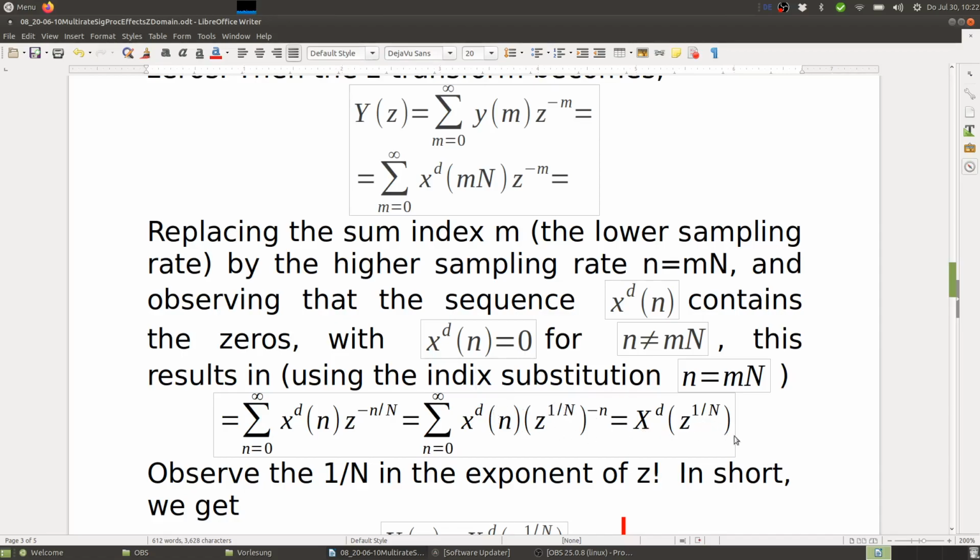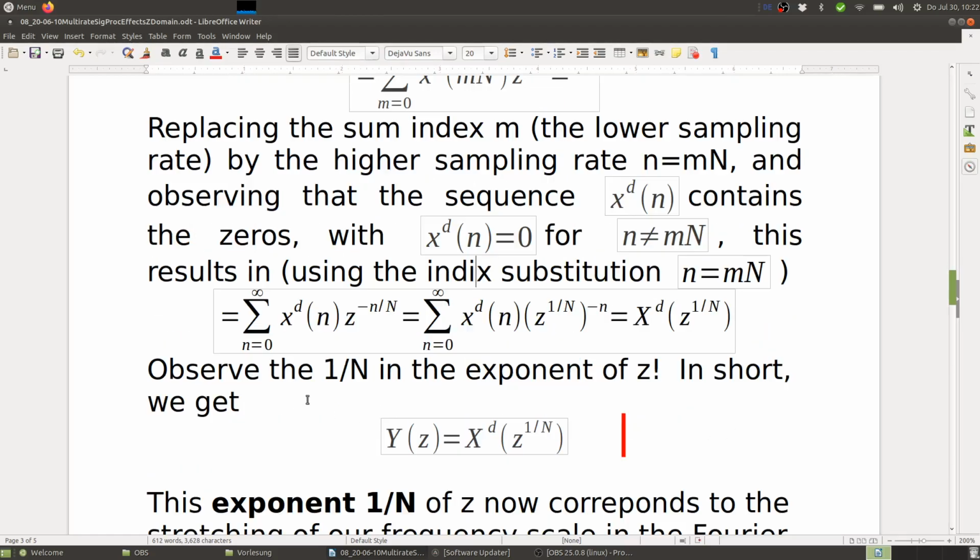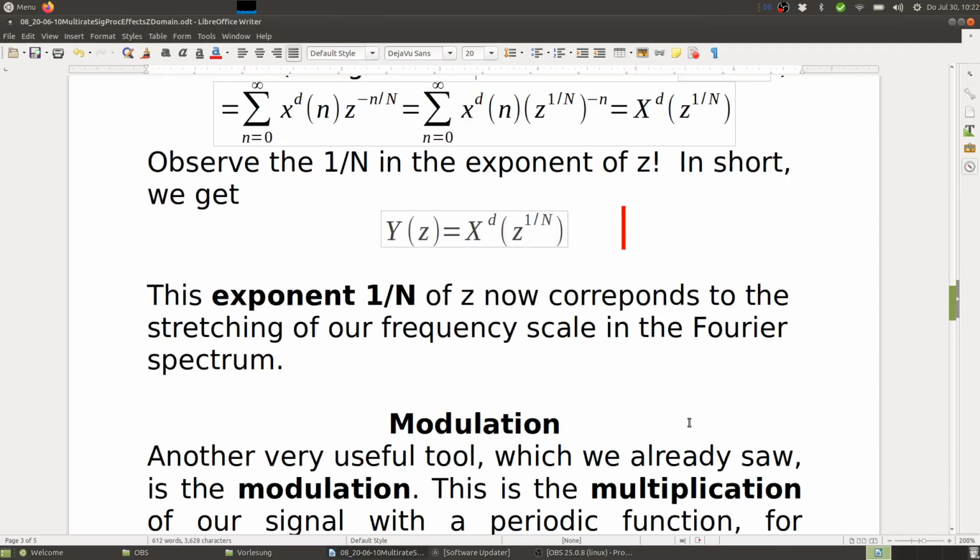So we see that we get the 1 over N in the exponent of z, or in short, we get y of z equals x_t of z to the power of 1 over N. So the exponent 1 over N of z now corresponds to the stretching of our frequency scale in the Fourier spectrum. So this is exactly this factor of N that we had in the DTFT.